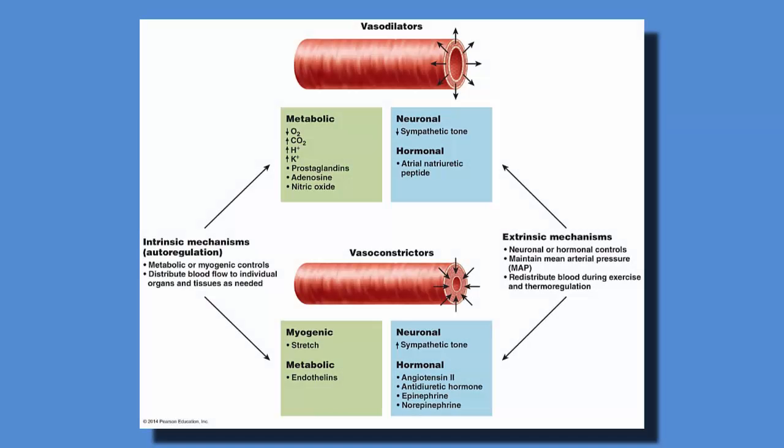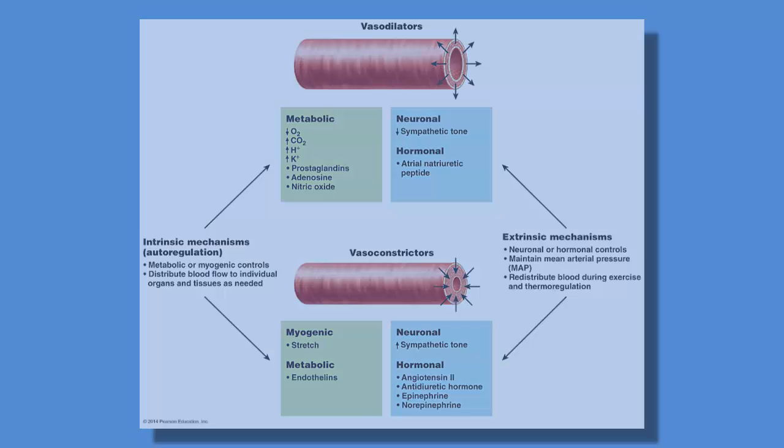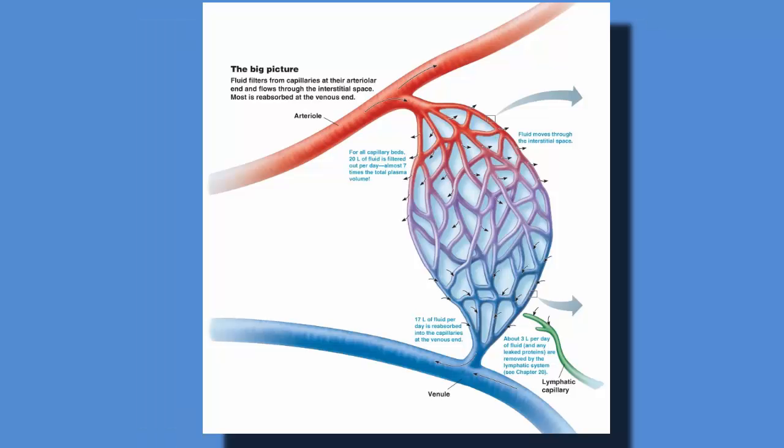This picture is a great synopsis of both the intrinsic and extrinsic controls of the arterial smooth muscles. If you read the caption of this picture in the textbook, you will better understand how the sympathetic nervous system can increase blood flow to certain organs and at the same time decrease blood flow to others. Let's now turn our attention to what happens as blood enters the capillary bed, and we'll spend the rest of the video talking about that topic.